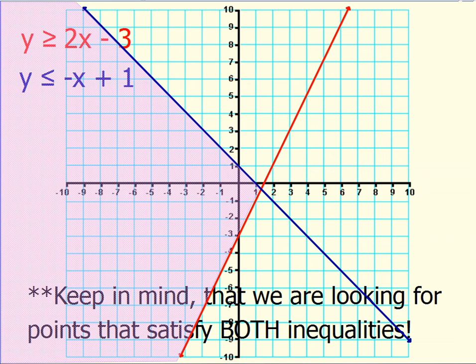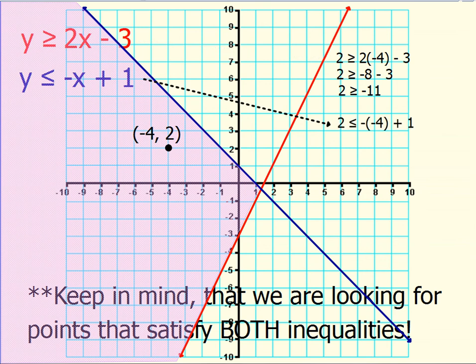And just to check to make sure that that's true, I'm going to pick a random point in that shaded area. I'm going to plug it into my first inequality, negative 4 for x and 2 for y. When I multiply and simplify, I get 2 is greater than or equal to negative 11, and that's definitely a true inequality. Then I'm going to do the same thing to the second inequality, again substituting negative 4 in for x and 2 in for y.